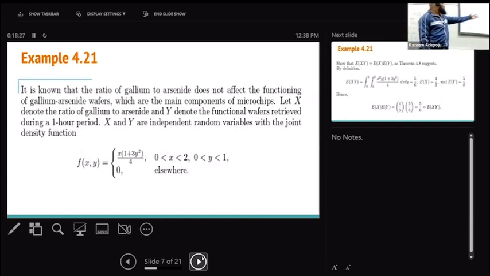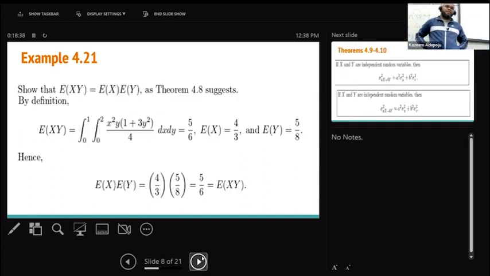Now, you're given this as the joint. The state space of x is from 0 to 2. The state space of y is from 0 to 1. And what do we want to figure out? You want to obtain the expected value of xy.